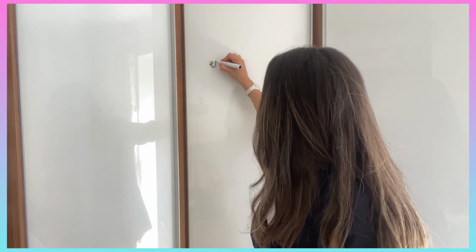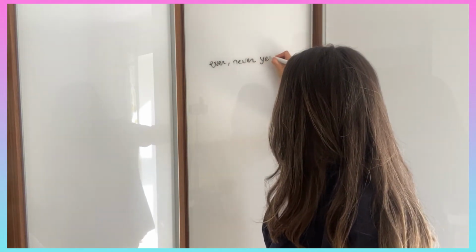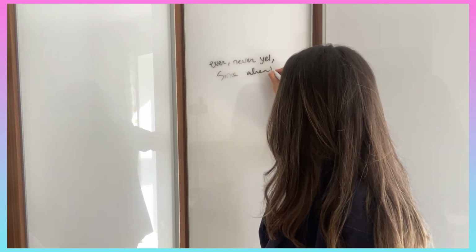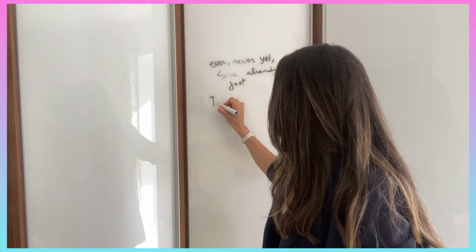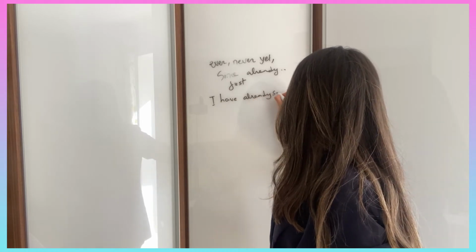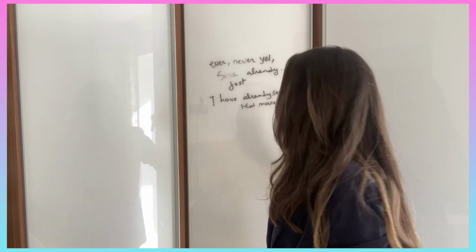The third use of present perfect is with words like ever, never, yet, since, already, and just, yeah? So I have already seen that movie. Very simple. So I see these words, present perfect, okay?